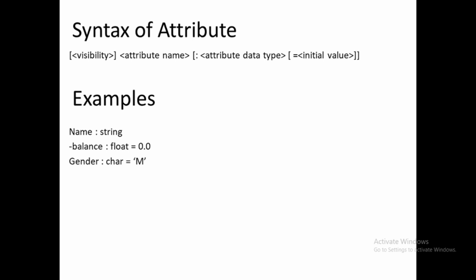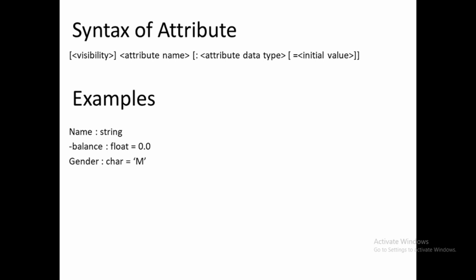After that, dash balance colon float is equal to 0.0. So this is the entire representation. You can see here minus sign is given. It means visibility is there. This is a type of visibility. Remember, minus means private visibility. So balance attribute is private member. It means it is kept hidden from outside world. Float is the name of data type. It means it can store real number. Is equal to 0.0. It means its initial value is 0.0.